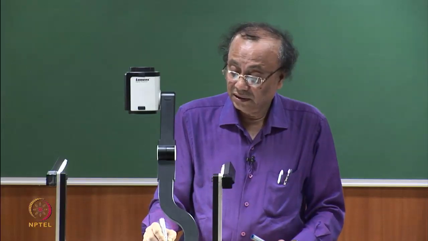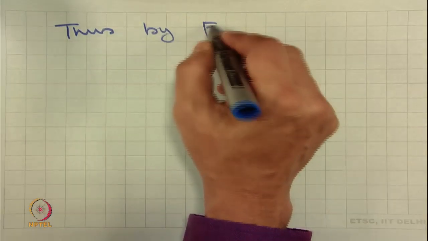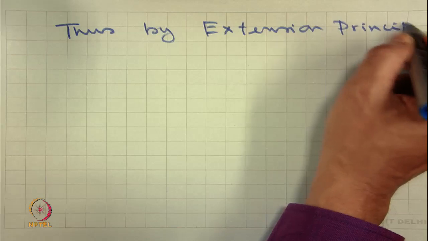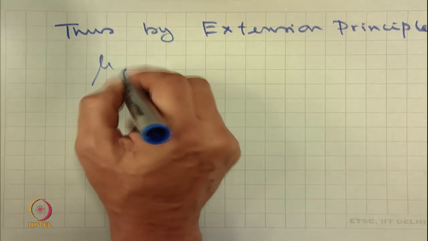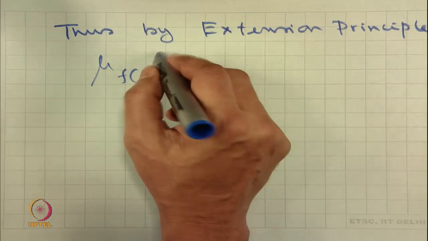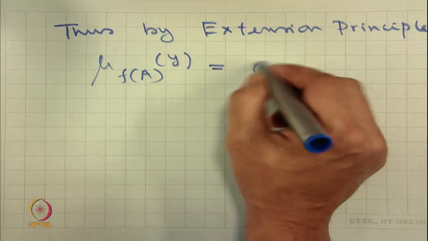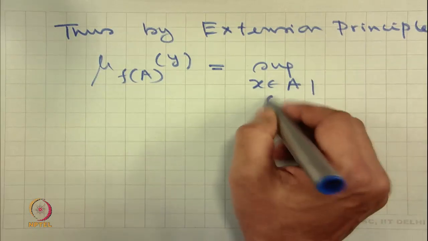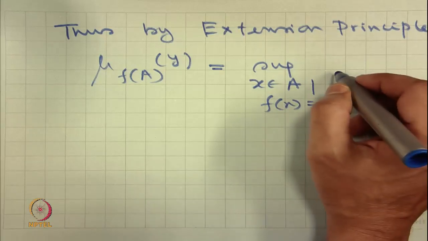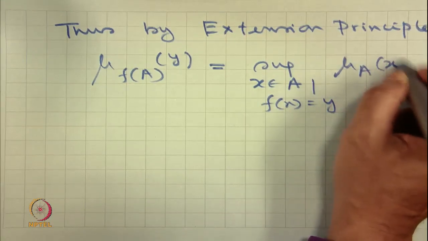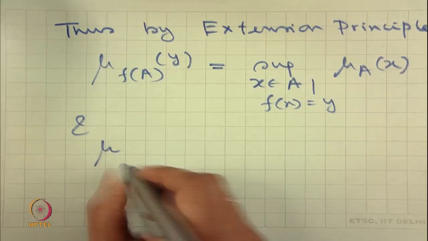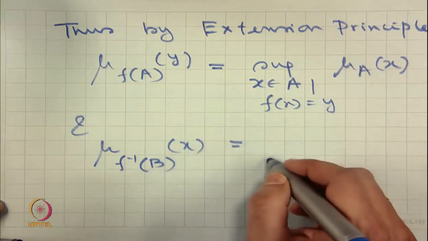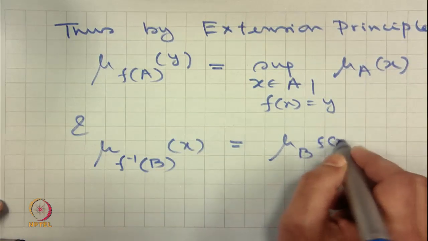Thus, by extension principle, mu f(A) of y is equal to supremum over x belonging to A such that f of x is equal to y of mu A of x, and mu f inverse B of x is equal to mu B of f(x).